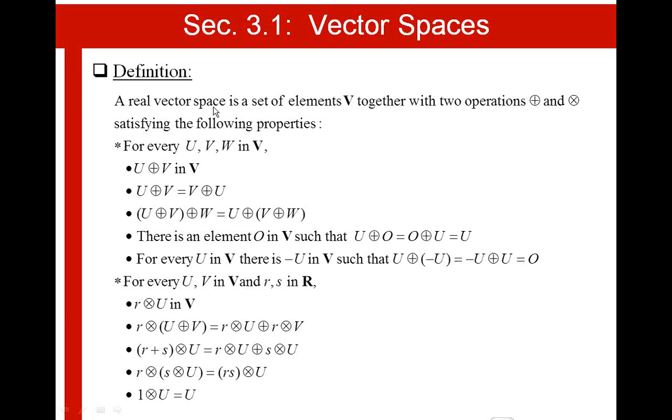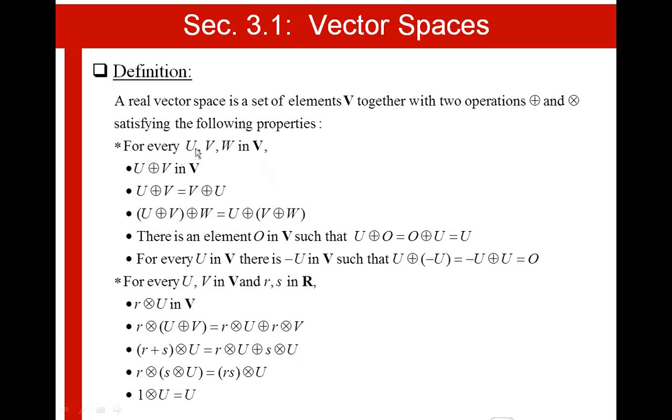A real vector space is a set of elements V together with two operations, addition and multiplication, satisfying the following properties. Notice please here that we have special symbols for the addition and multiplication. These are reserved specifically for addition and multiplication of vectors in vector spaces, which are different from the normal symbol that we know for addition and multiplication of real numbers.